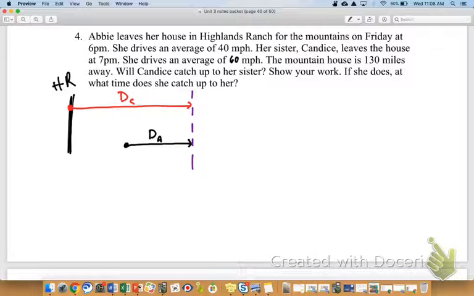So Abby got a 1 hour head start, didn't she? Yes. And how fast did she drive in that 1 hour? 40 miles an hour. So in 1 hour, she went 40 miles. So what's her head start? It's 40. If you're going 40 miles an hour and you travel for 1 hour, aren't you 40 miles down the road? Yes. Okay. So then we could say that this little gap here, this head start, is actually 40 miles.